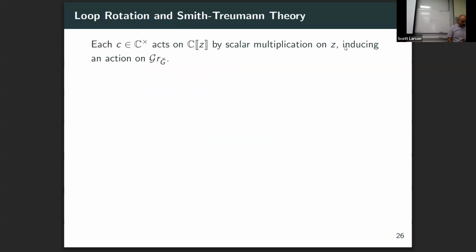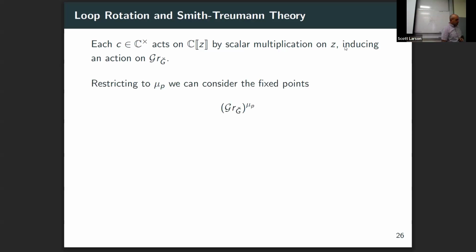And the multiplicative group of non-zero elements in C acts on the power series ring and the Laurent series ring by scalar multiplying the indeterminate z. This is called loop rotation. You can restrict that action to the group of p-th roots of unity. So if I restrict to μ_p inside C^×, I can consider the action of this group on the affine Grassmannian and take the μ_p-fixed points.